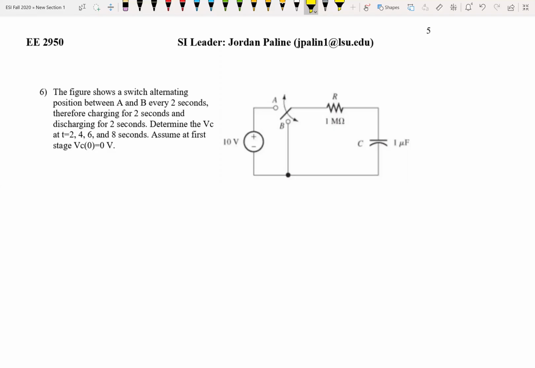Okay, so this problem asks us, the figure shows a switch alternating position between A and B every 2 seconds. Therefore, charging for 2 seconds and discharging for 2 seconds, and then discharging again. So it's just going back and forth. It says determine the VC at times 2, 4, 6, and 8 seconds. Assume that the first stage V of C is equal to 0 volts.